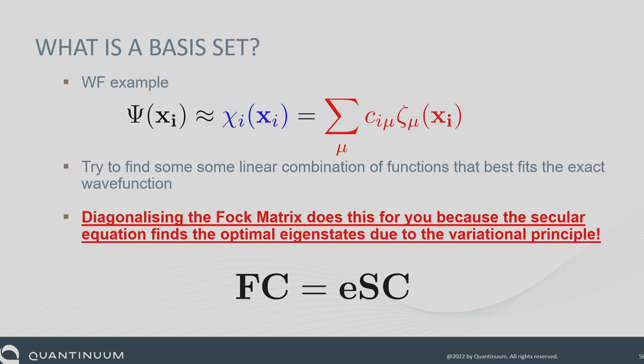And what's nice, because of what I said about the variational principle, the secular equation always finds the minimum energy for a finite basis. So you can obtain your bonding orbitals by directly just solving the Fock secular equation. So it's very powerful and very cool. And this is why we haven't got to quantum computing yet.